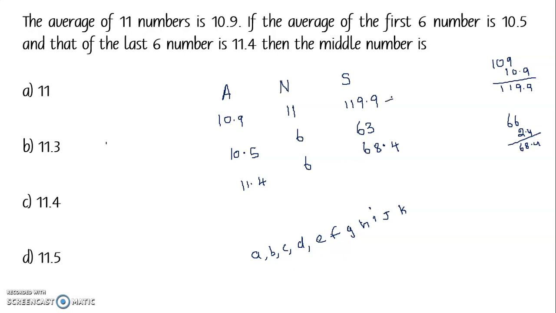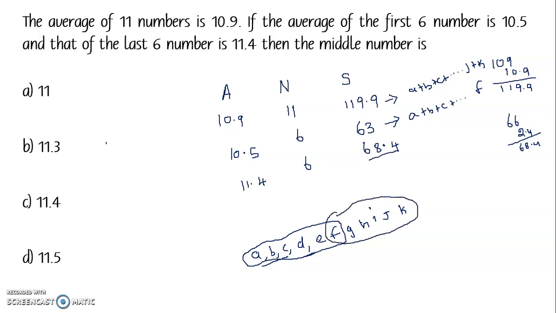So this 119.9 indicates the sum of all the numbers. Okay, that is A plus B plus C up to J plus K, the sum of all the 11 numbers. Now this 63 indicates the sum of first 6 numbers. So which are the first 6 numbers? That is A, B, C and D, E, F. So this is A plus B plus C up to F. And the 68.4, that is the last 6 numbers. Last 6 numbers starts from F to K. Okay, so that is F plus G plus H plus up to K.